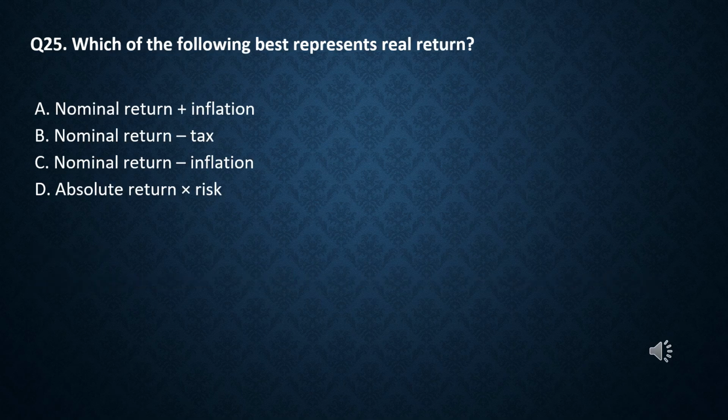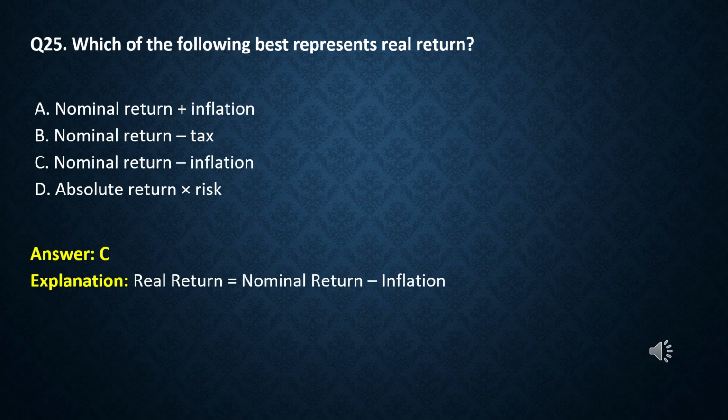Next question. Which of the following best represents real return? Option A nominal return plus inflation, option B nominal return minus tax, option C nominal return minus inflation, and option D absolute return into risk. Correct answer is option C, nominal return minus inflation.